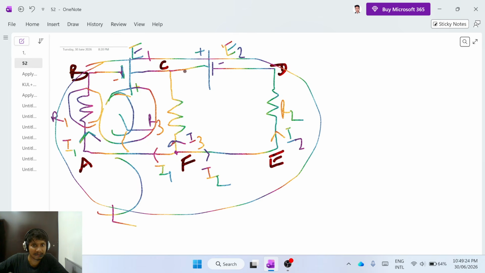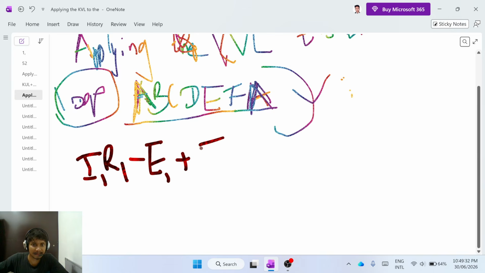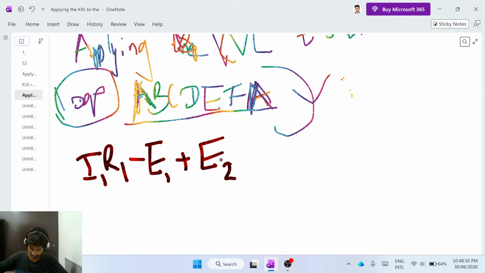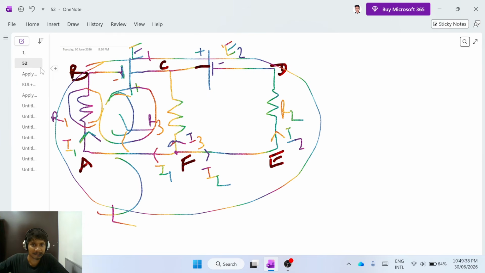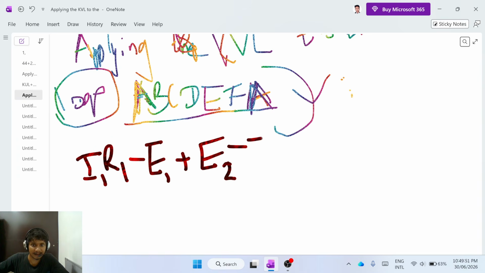Now we are going this side. Now we touch the plus terminal, therefore plus E2. Now we are going in this direction. Here I2 is in opposite direction now, therefore minus I2 into R2. If you don't understand what I am doing, please write in your notebook or on rough paper.